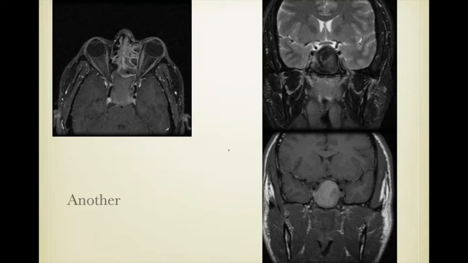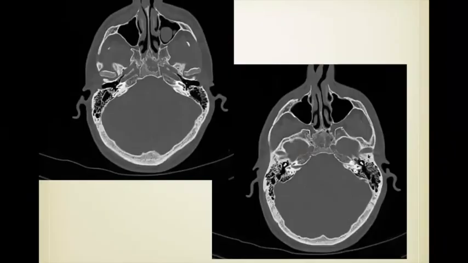This is a sphenoid mucocele. So again, how can I make the distinction between benign and malignant disease at the skull base? It's important to use this combination of MR and CT. This is an important lesion I want you to recognize just because you'll see it very often.